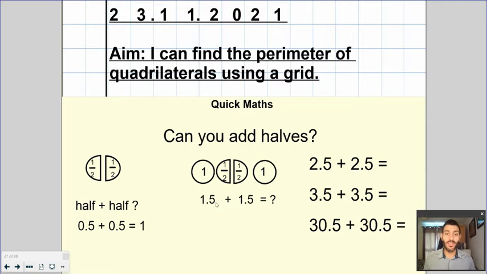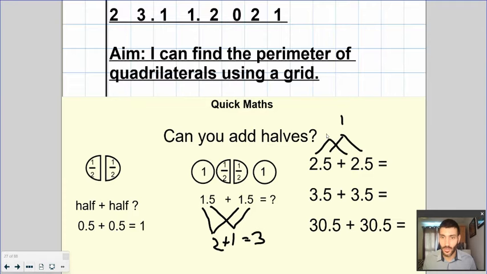Or I'm going to do this: half plus half is 1, and then 1 plus 1 is 2. And that's my new number sentence. And there we have it. That's 3. Now, half plus half is 1, 2 plus 2 is 4. So that's how I'm going to quickly teach them halves.